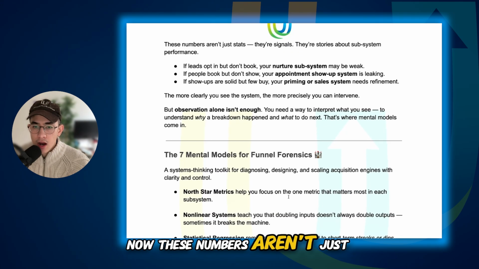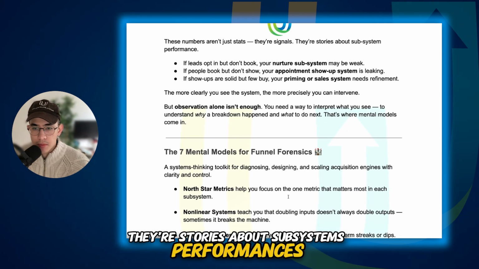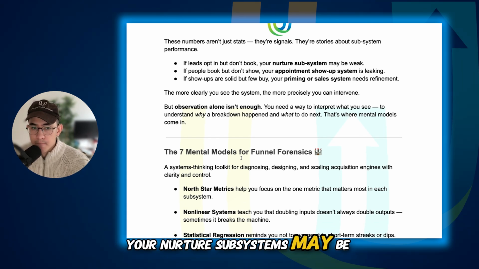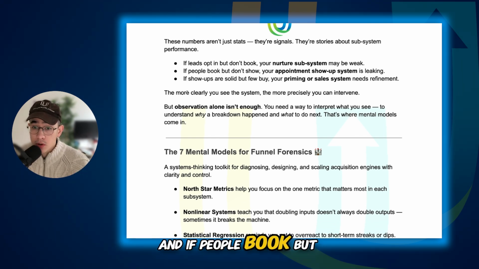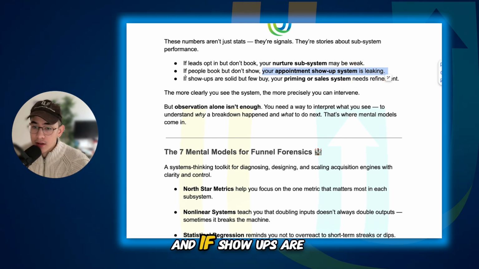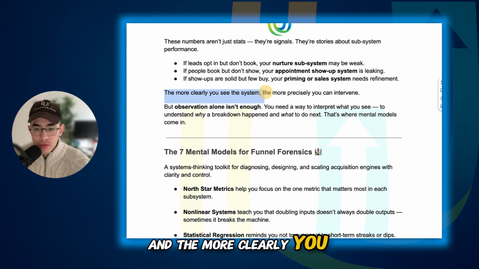Now, these numbers aren't just stats. They're signals. They're stories about subsystem performance. If leads opt in but don't book, your nurture subsystem may be weak. If people book but don't show, your appointment show-up system is leaking. If show-ups are solid but few are buying, your priming or sales systems need refinement. And the more clearly you see the systems, the more precisely you can intervene.